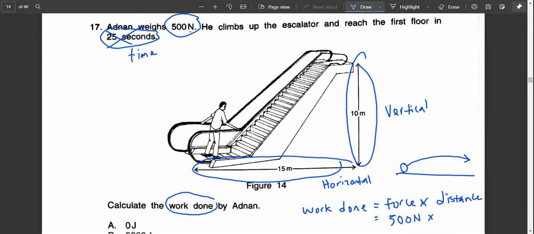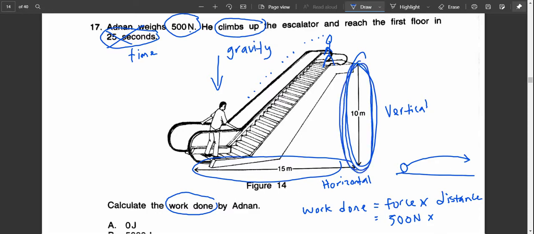There is one very important keyword in this question, which is climb up. Because when you climb up, you are working against one type of force, and that force is called gravity or gravitational force. So as you go up, you're pushing your body against gravity. Therefore, the distance should be as you go up.